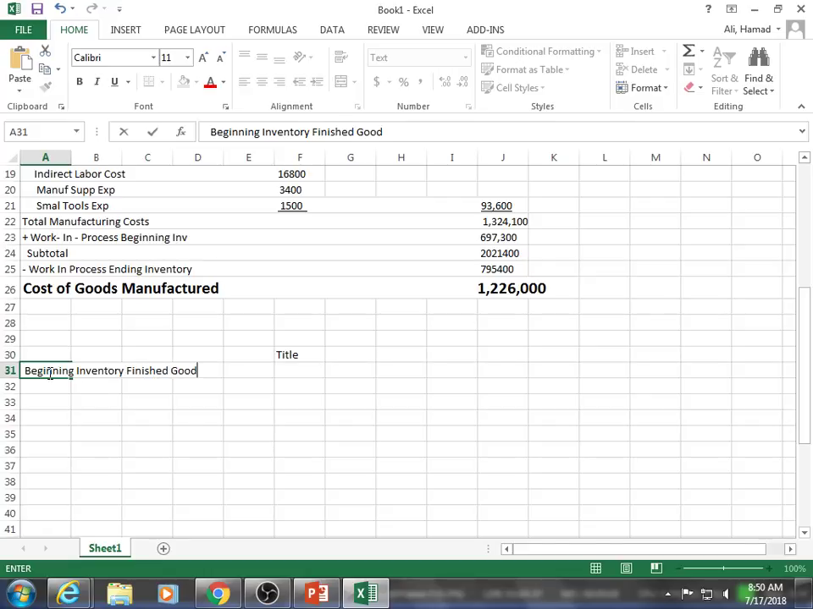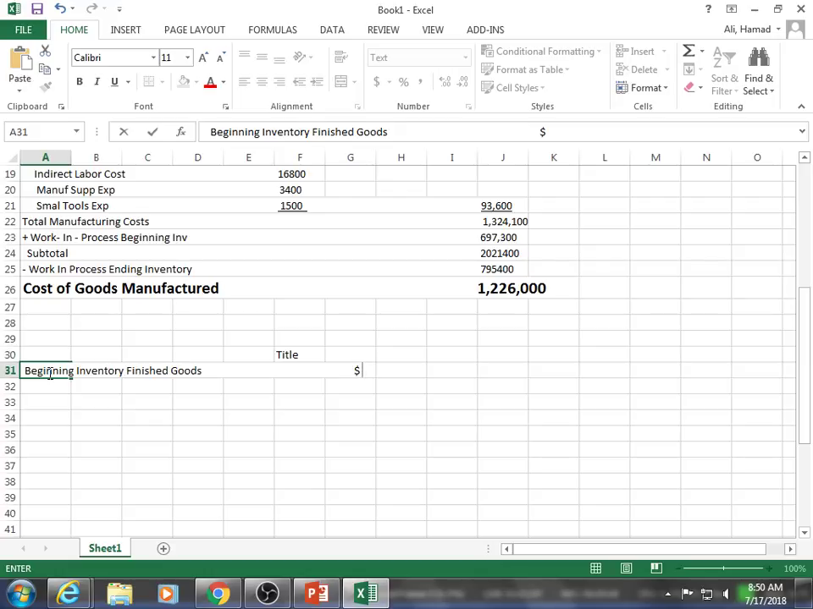Finished goods. In this case, how much is it? 701,200. Finished goods, April 1st. 701,200, correct? Let me put the dollar sign. We don't start off with the sales? No, we're not doing the income statement. We're just doing cost of goods sold. Okay. Just cost of goods sold.